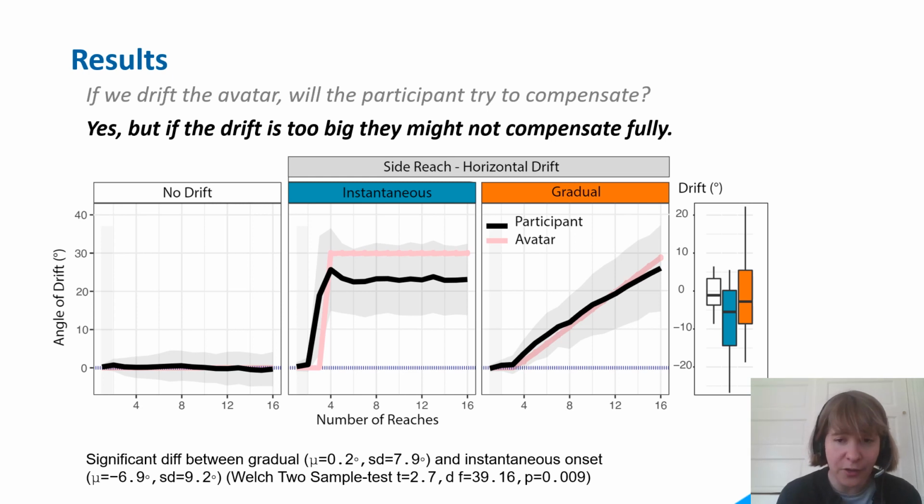Versus when they are doing the gradual condition, people realign very nicely to the avatar, much better than on the instantaneous. And this is a significant difference. So gradual compensation is easier than instantaneous compensation. And in fact, if the drift is too big, they just don't compensate fully.